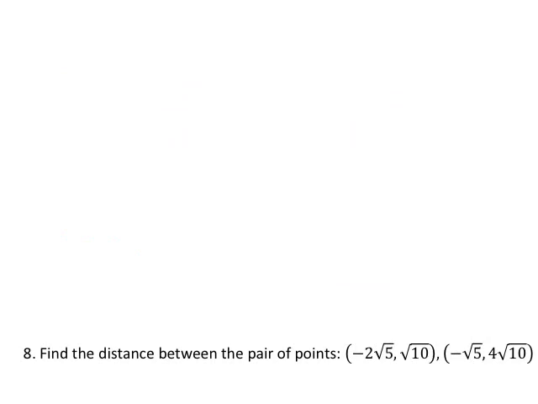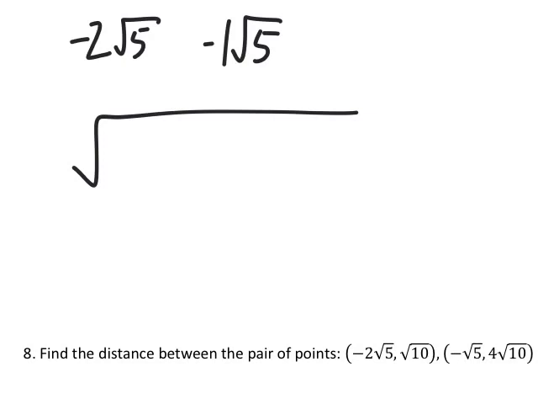Alright, find the distance between a pair of points. So the first thing we've got to do is find out how far away these values are from each other. And we'll use the Pythagorean theorem for this, alright? So if we look at -2 square root of 5, and we see how far away that is from a -1 root 5, because there's that phantom 1 right there in front of that second point, the square root of 5. Well, that just means that they are 1 unit apart. So in the square root, they're 1 unit apart.